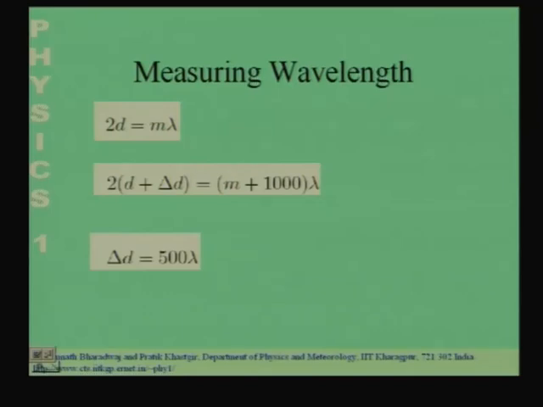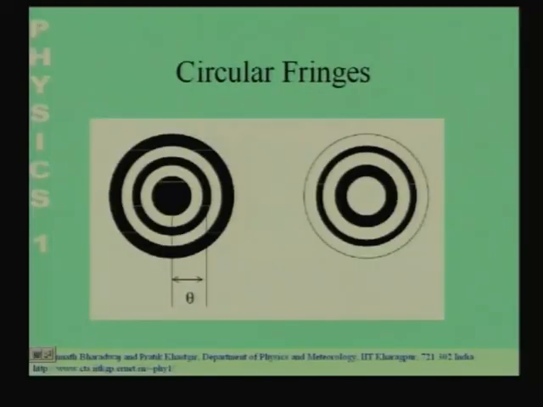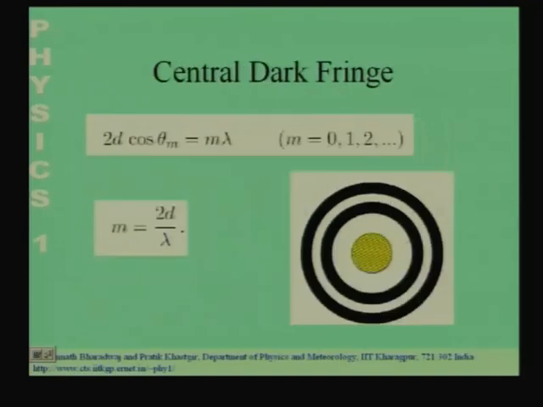Okay. So, in today's lecture, we have learned about the Michelson interferometer. The Michelson interferometer achieves interference through the division of amplitude. The same wave is divided into two waves of lesser amplitude, which are sent through two different paths and then made to interfere. This interferometer produces circular fringes, and the condition for there to be a fringe is 2d cos theta equal to m lambda.